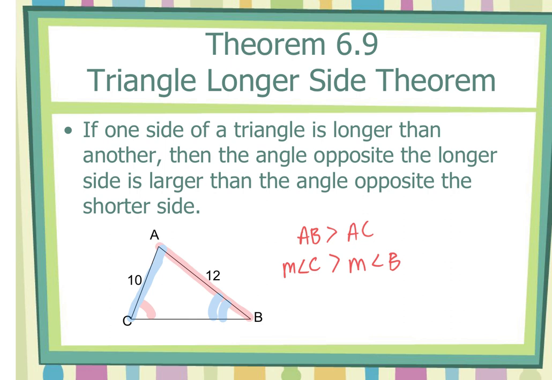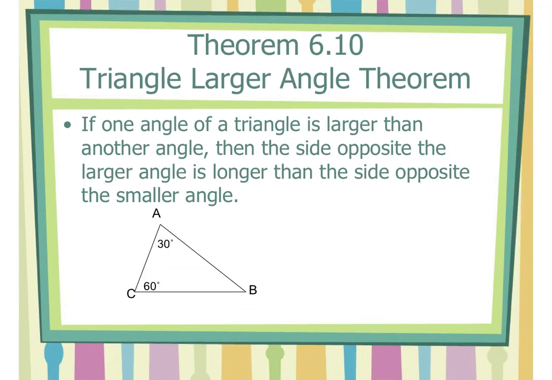Okay. It also works in reverse. So if you have a bigger angle, then the side opposite that angle also needs to be bigger. So if one angle of a triangle is larger than another angle, then the side opposite the larger angle is longer than the side opposite the smaller angle.